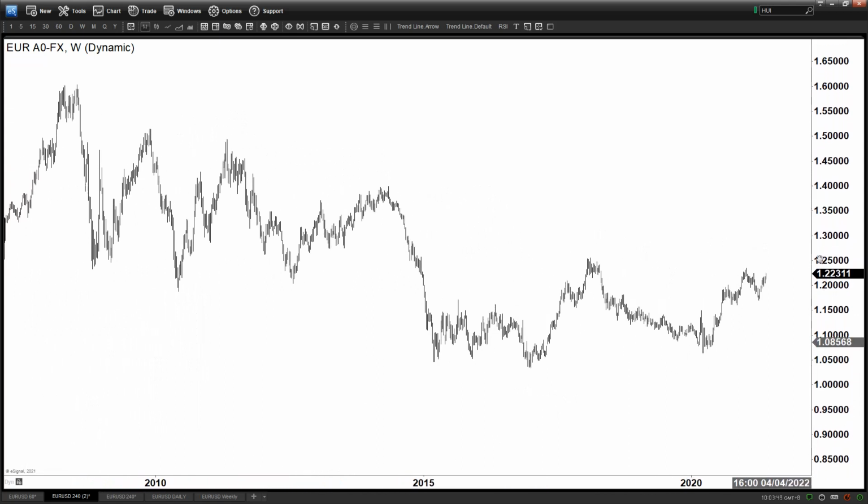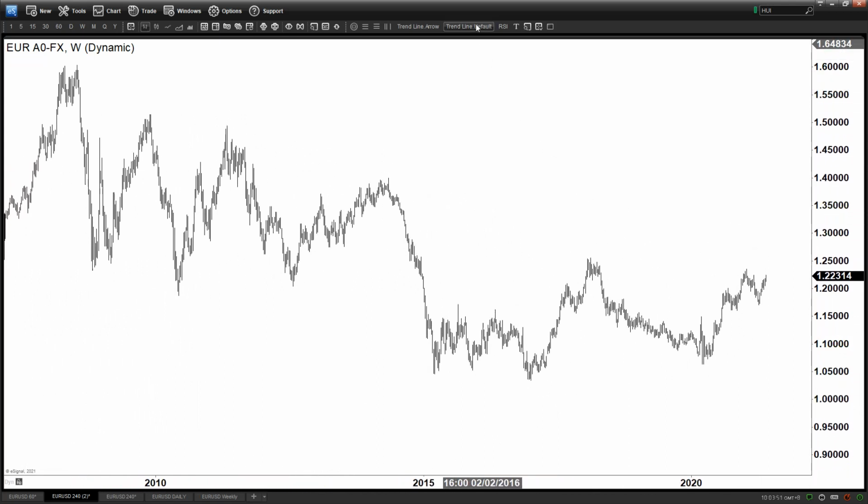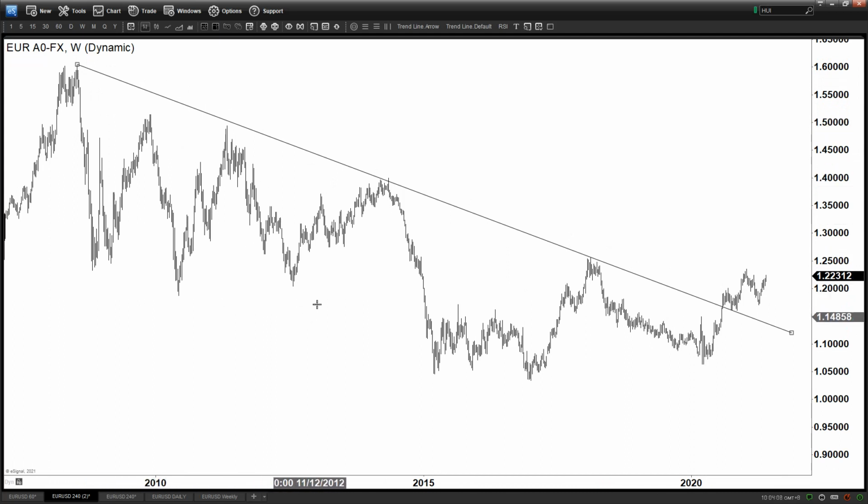If you take a look at the weekly here, you notice that there's a huge trend line coming down from 2008. That is more than a decade old, a 13-year-old trend line. It keeps making lower lows until this point of the breakout, and then we retest that same broken trend line, and it held and keeps rallying again.